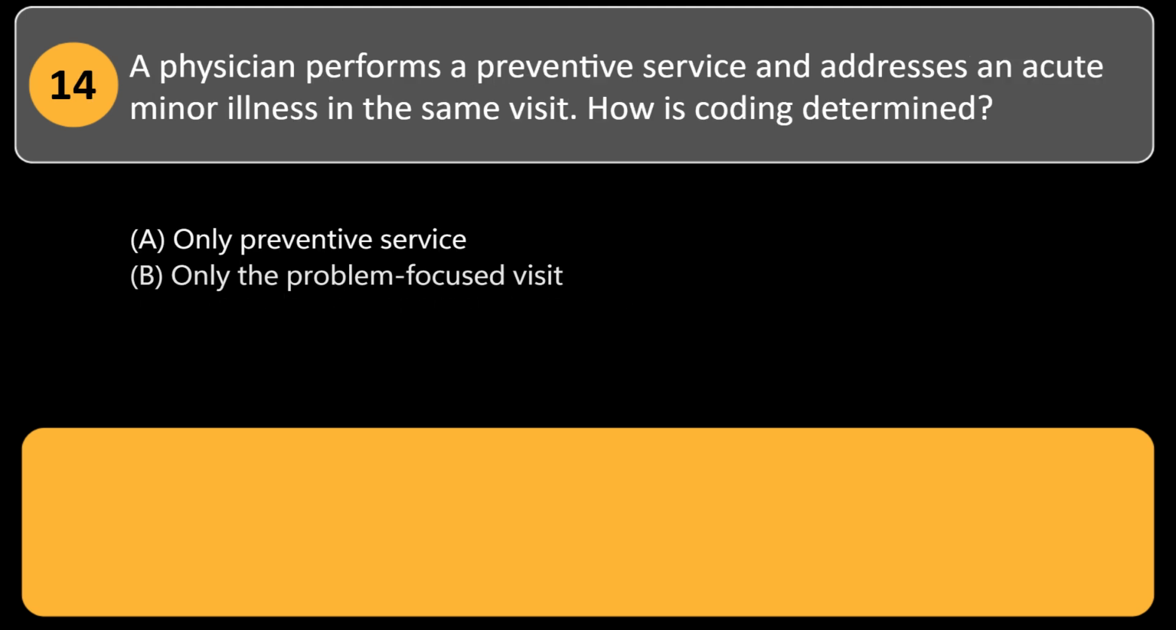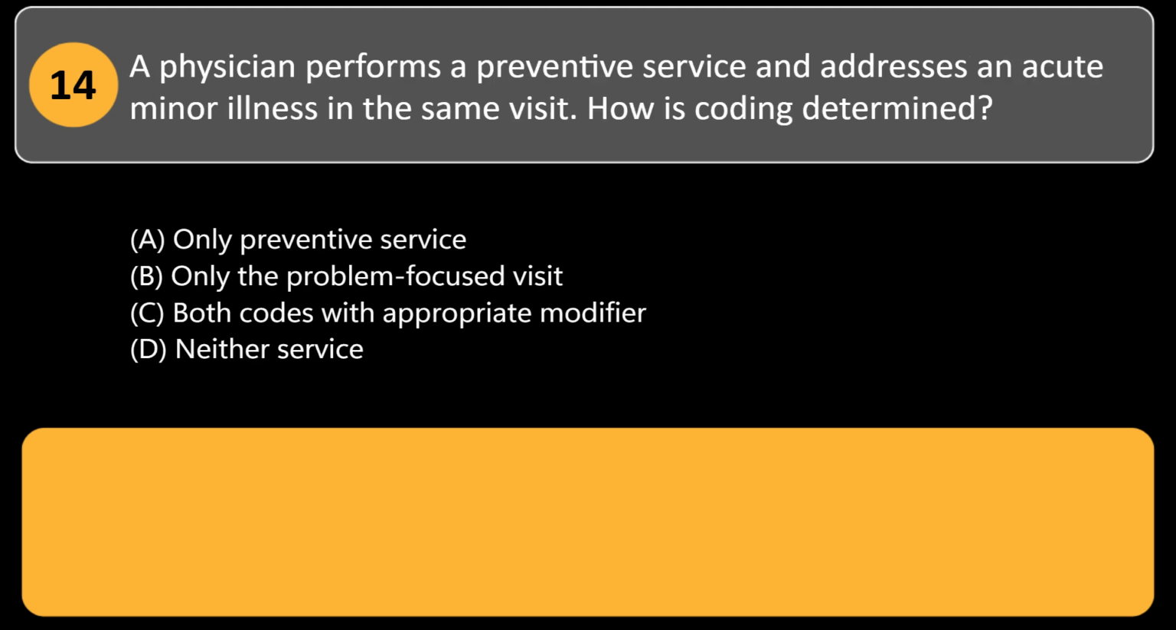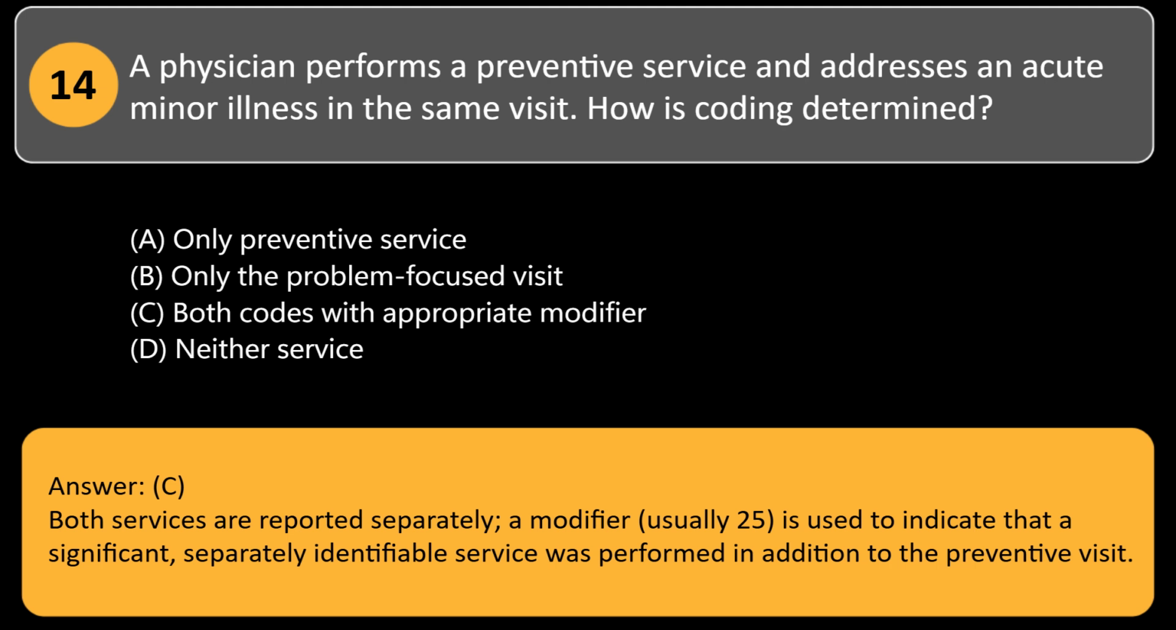A physician performs a preventive service and addresses an acute minor illness in the same visit. How is coding determined? A. Only preventive service. B. Only the problem-focused visit. C. Both codes with appropriate modifier. D. Neither service. Answer: C. Both services are reported separately. A modifier, usually 25, is used to indicate that a significant, separately identifiable service was performed in addition to the preventive visit.